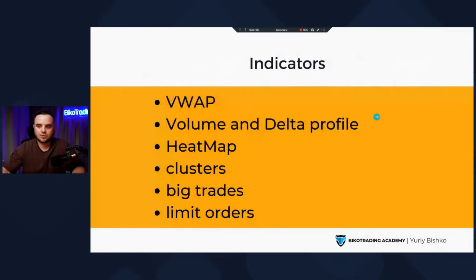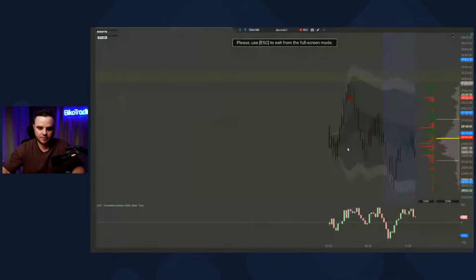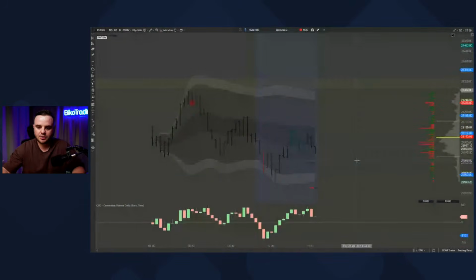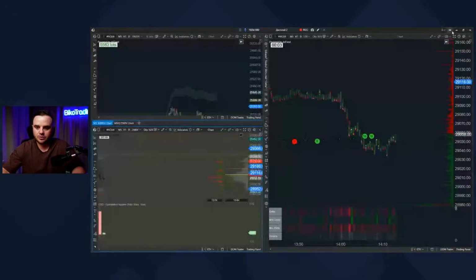What indicators do I use to spot an absorption? For me, the most important thing to see an absorption, of course, is that I have several charts, several screens. First, and the most important, are these indicators: the delta profile and volume profile, because I love to see places where there is significant delta buildup and there is no result. I will show you several examples.